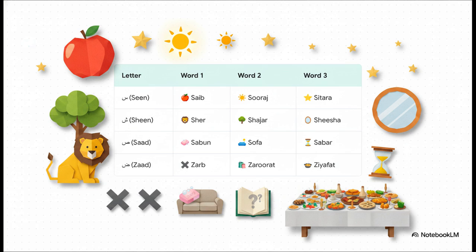Imagine a majestic shur, a lion, sitting under a shajar, a tree, just staring at its reflection in a shisha, a glass mirror. Next are the looped letters, sad and zad. Sad brings us sabun, for soap, a comfy sofa, and the absolute virtue of sabar, patience. Zad, wearing a single dot, brings us zarb, to multiply, zarurat for need, and a massive ziafat, a feast.